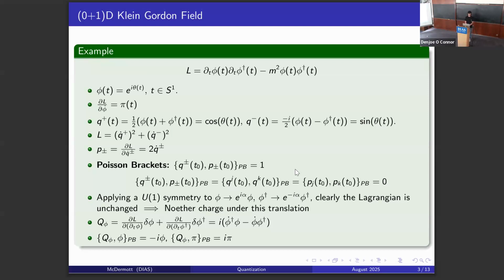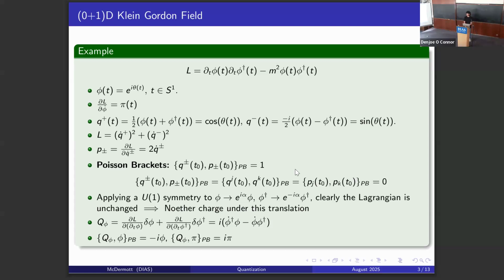So while these are complex fields, we can replace them with real fields given by q plus and q minus, and we can rewrite our Lagrangian in terms of our new real fields. We also have new real conjugate momenta, which are shown here.